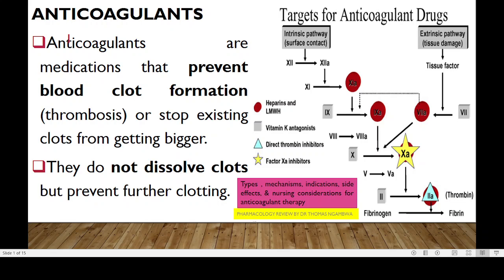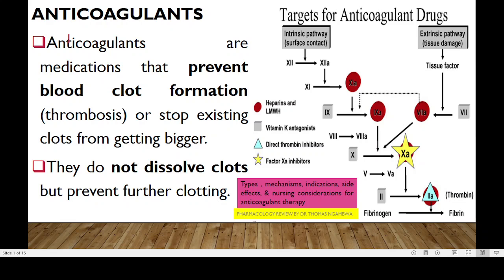This is Dr. Thomas, and today we are doing a pharmacological review on anticoagulant medication. So we're going to look at types, mechanisms, indications, side effects, and nursing considerations for anticoagulant therapy. We'll start by defining what anticoagulant medications are.